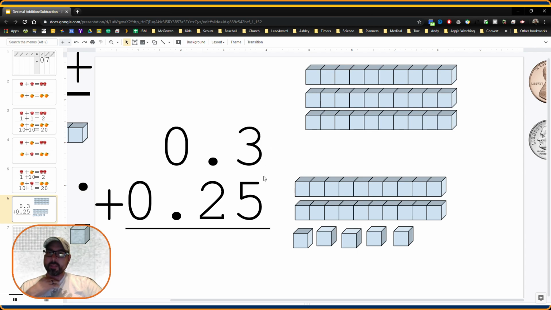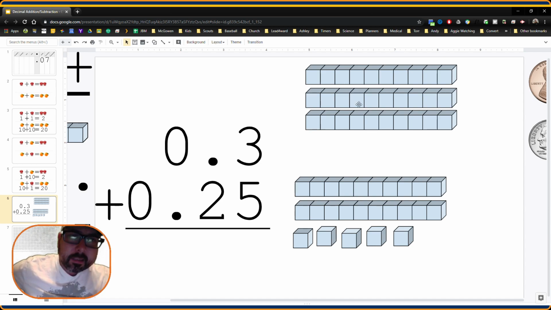Looks like we have 3 of something here and 25 of something here, but that's true, but it matters what they are. These are much larger pieces. 3 of these pieces are larger than 2 of these plus these smaller hundredths down here. So if I'm adding these together, I can't count all these pieces together. It's like apples and oranges, right? I've got to take these and only add similar things.